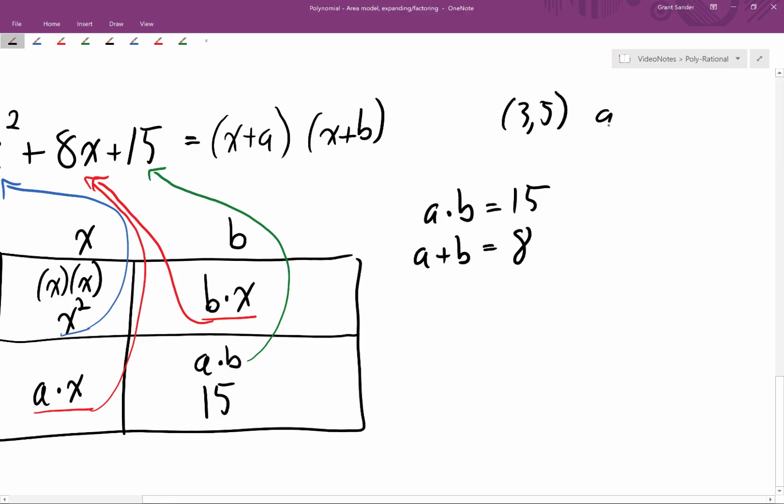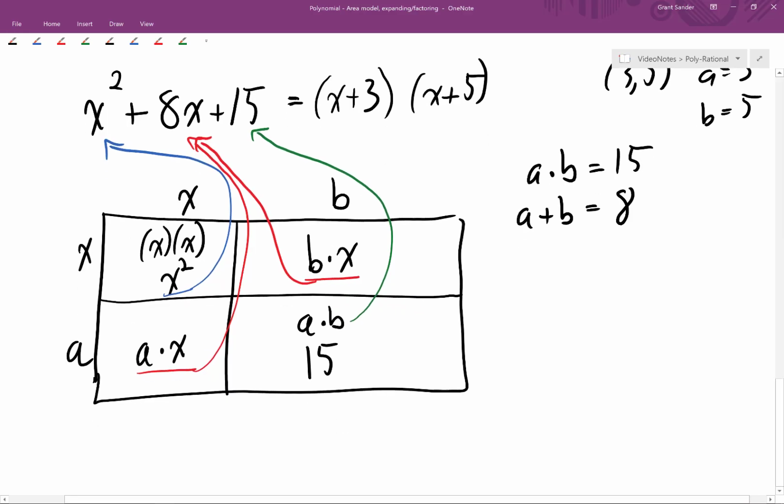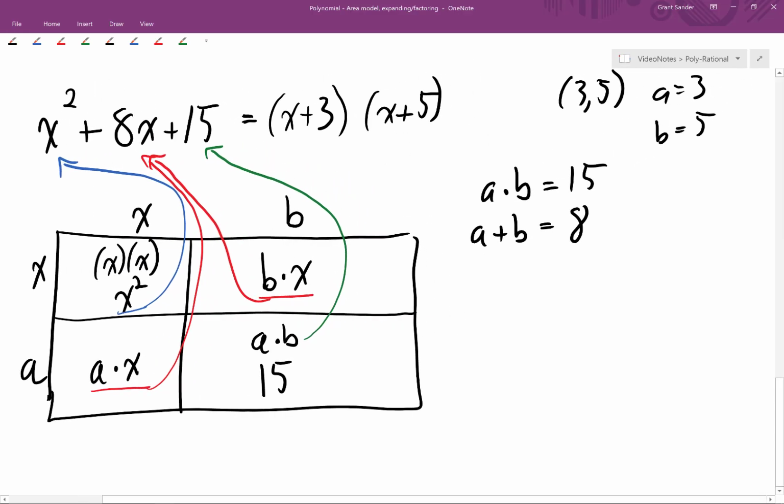So we could say a equals 3, b equals 5, or you could swap those, it doesn't really matter. So what we end up doing is replacing these a's and b's, and we end up with x plus 3 times x plus 5. And therefore, x squared plus 8x plus 15 can be written in factored form as x plus 3 times x plus 5. And this area model is very helpful. What it essentially does for us is tell us that a times b has to be equal to the constant term, and a plus b has to give us the coefficient in front of that x.